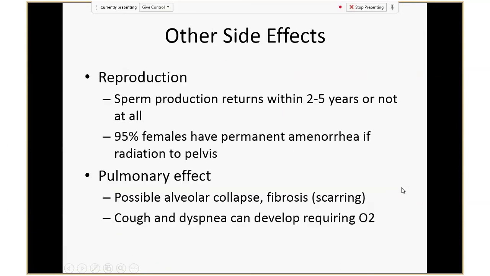Okay, so reproduction. Sometimes radiation, especially in the pelvis area, can affect their fertility. 95% of females have permanent amenorrhea, where they don't get a period anymore, and can potentially become infertile. Usually it comes back after 2 to 5 years, or potentially not at all. So we want to give our patients realistic expectations so they know exactly what can happen from radiation in that area. If they're getting exposed to radiation in the chest area, they could have alveolar collapse, where scar tissue builds up in the lungs, and it can actually cause problems with breathing. Potentially a cough can persist, and it can require O2.